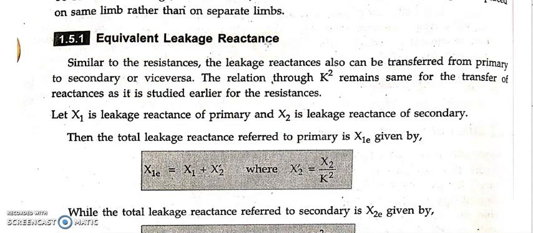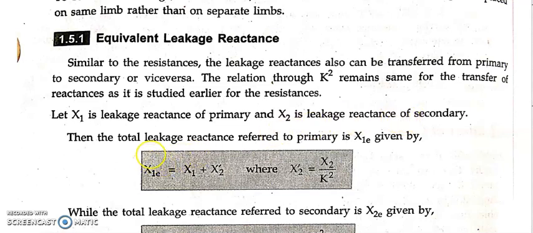Similar to resistance, reactance does exist because we know that the transformer is inductive type, so reactance exists over there. In similar ways we will account for this also. X1 is very much similar to R1, and X2 is very much similar to R2. X1 is the leakage reactance present in the primary circuit, whereas X2 is the leakage reactance present in the secondary winding.